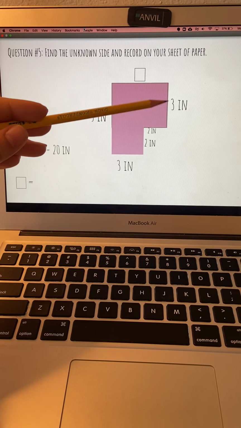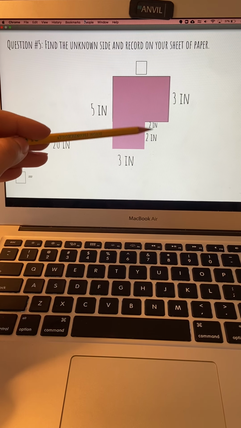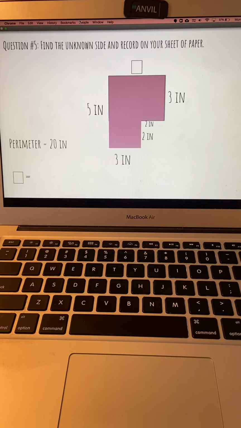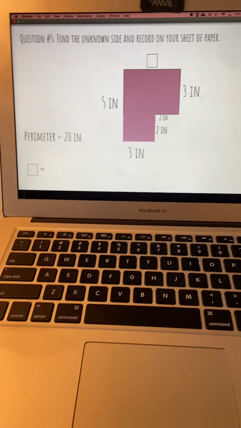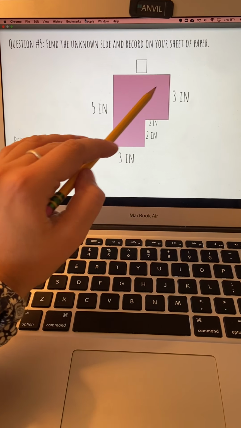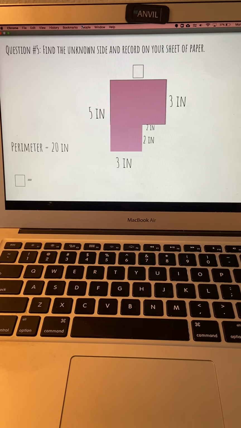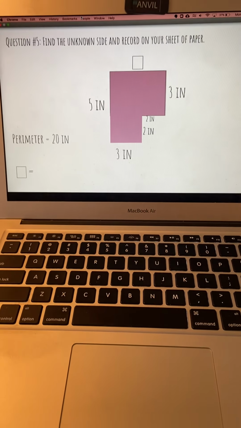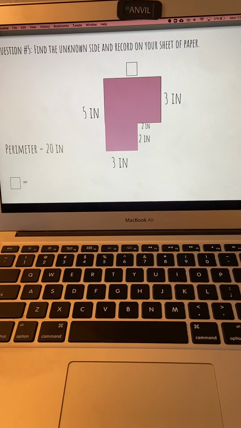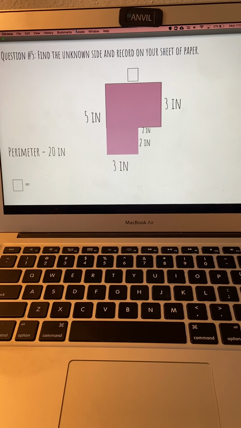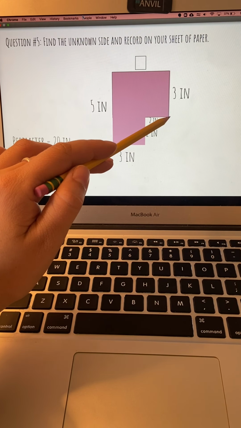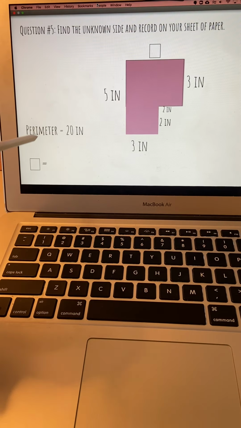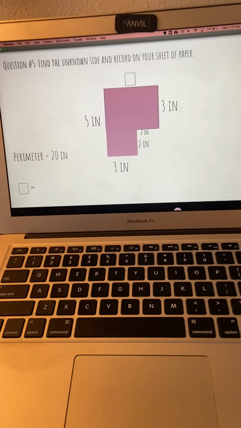So I have all of the other sides. This side is 3 inches, this is 2 inches, this side is 2 inches, this side is 3 inches, and this side is 5 inches. So how can I find out what the length of this side is? I can subtract all of these sides from 20 inches, or I can add them all up and see what I have left over. So let's see what all of these sides together are, and then we'll see if we can figure out the last side.